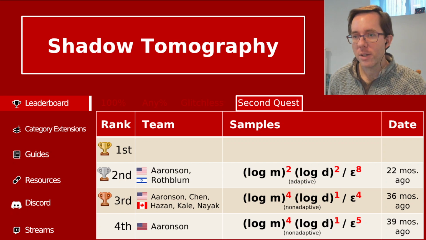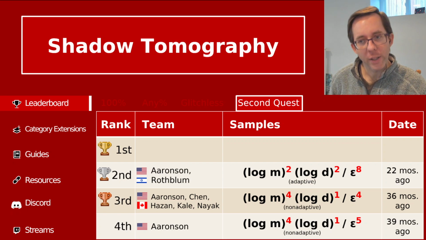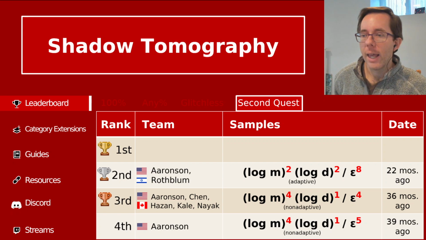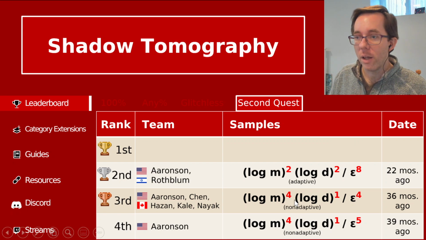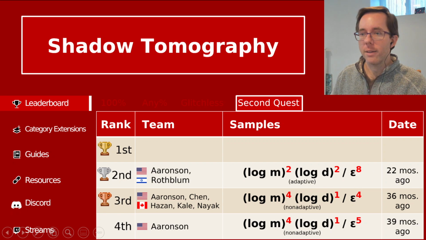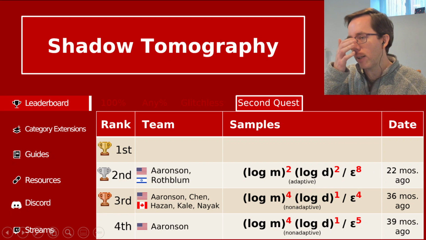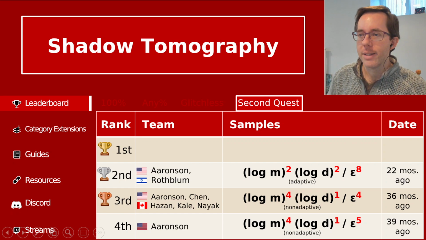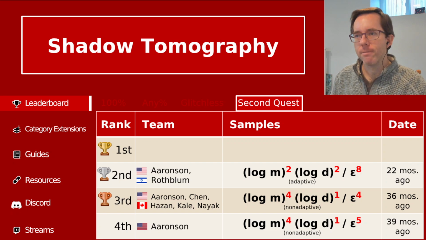Then later we come to this 2019 paper by Aaronson and Rothblum, which made the connection to adaptive data analysis and differential privacy. Using this, they made a big improvement on the log m term. They got it down to log m squared. The log d term got worse, and the epsilon term got worse. But I still rank it number 2 because, as I said, log m is the most important parameter to me. And that also handled the adaptive case, which is nice.